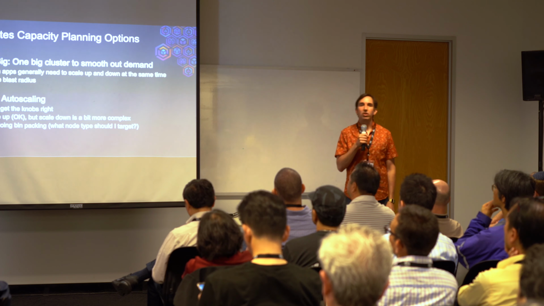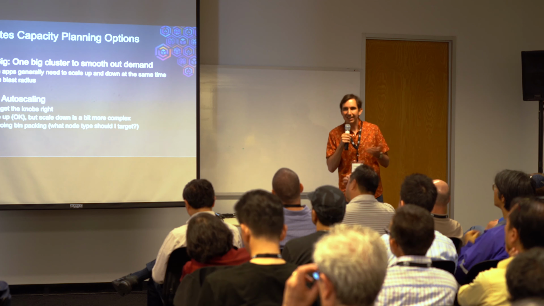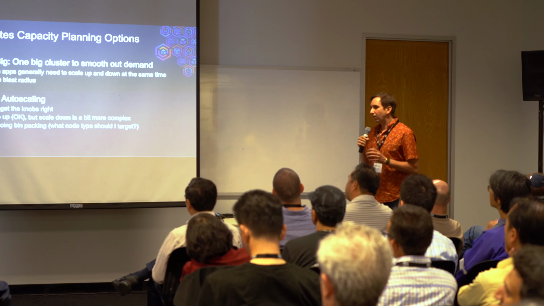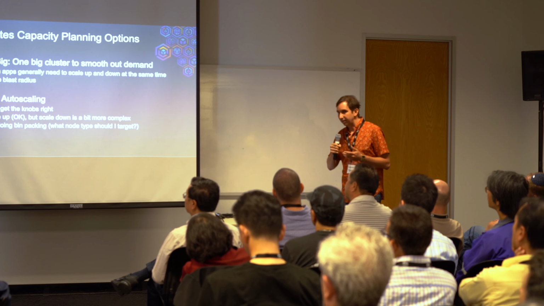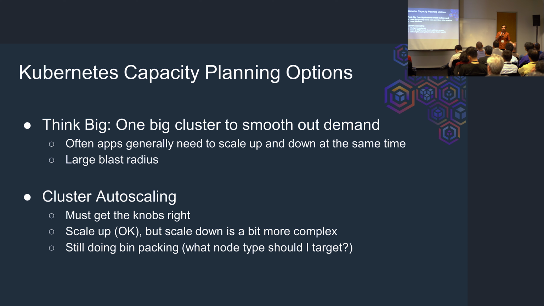Scaling down, though, is a little bit more complex. You have to deal with disruption. If you have persistent volumes and other things, maybe we can't get rid of that node. And oftentimes you see people complaining that despite the cluster autoscaler's best efforts, we still have hot nodes and cold nodes. And so we're still doing bin packing onto these nodes. And we need to really target the right machine for our workloads so that we don't have a node running at 20% capacity or something like that. So oftentimes, even though you're using the cluster autoscaler, your nodes and your cluster are still underutilized.